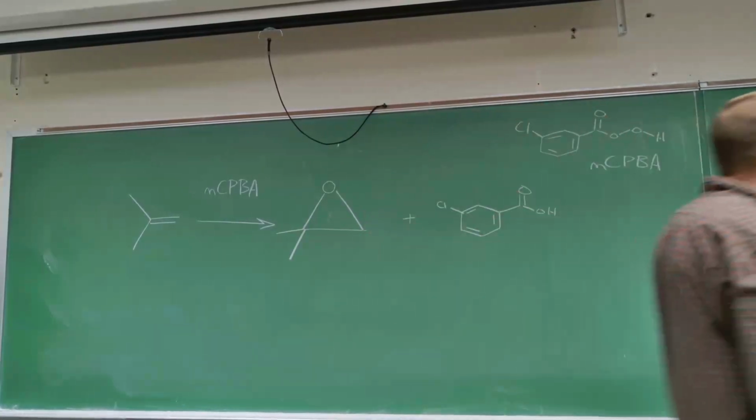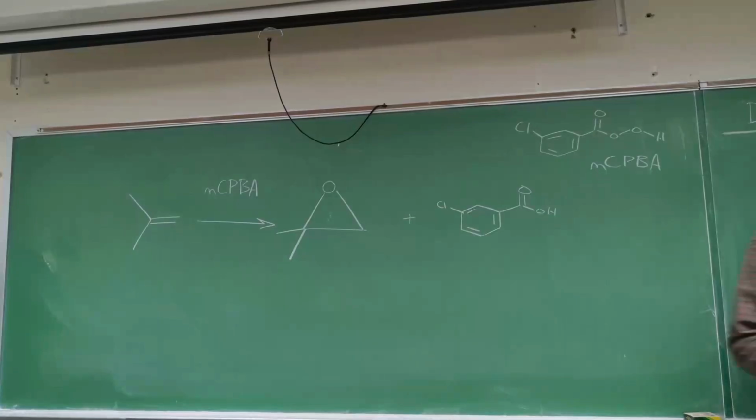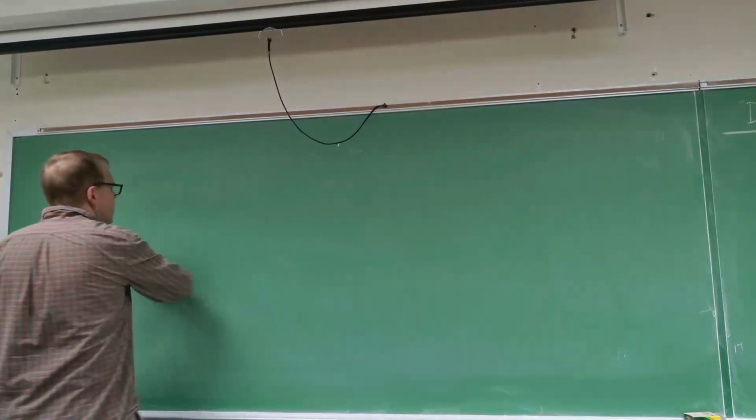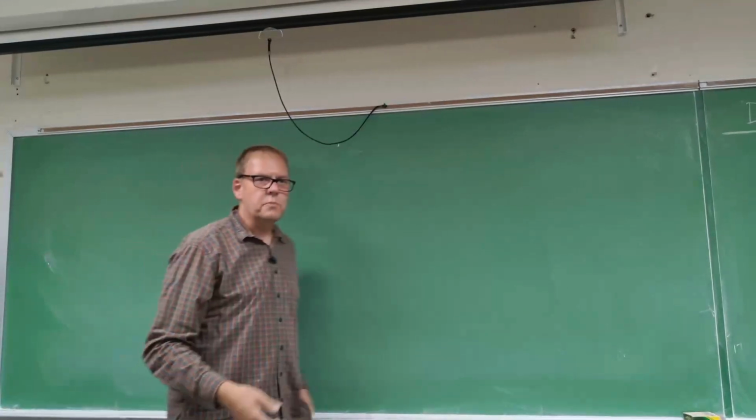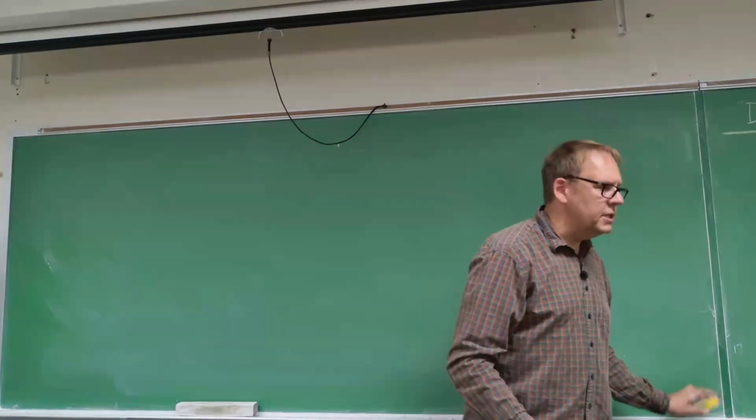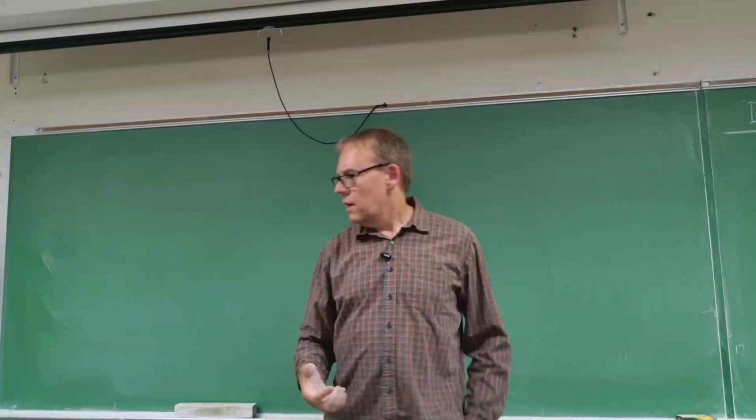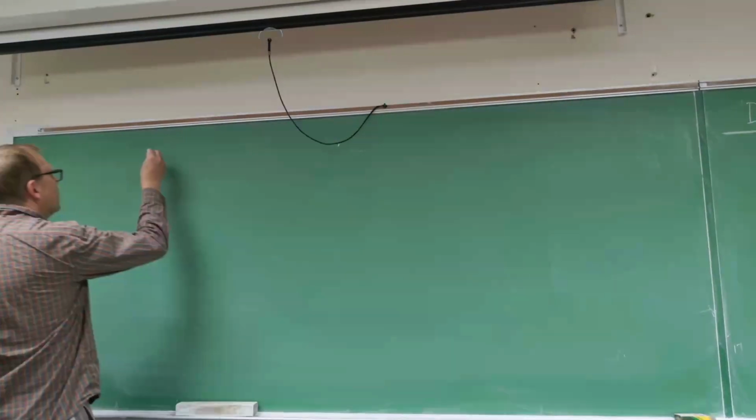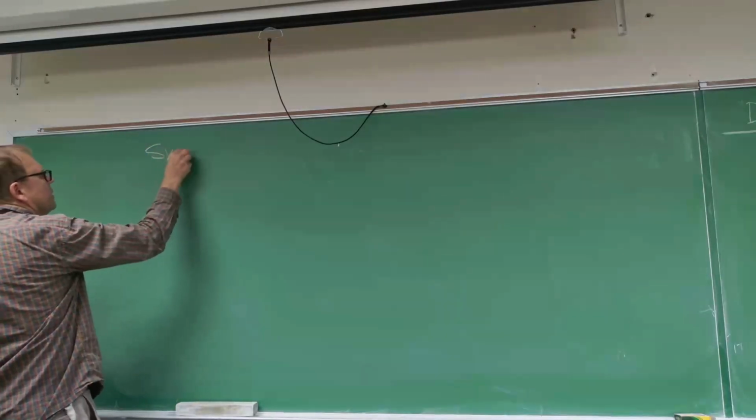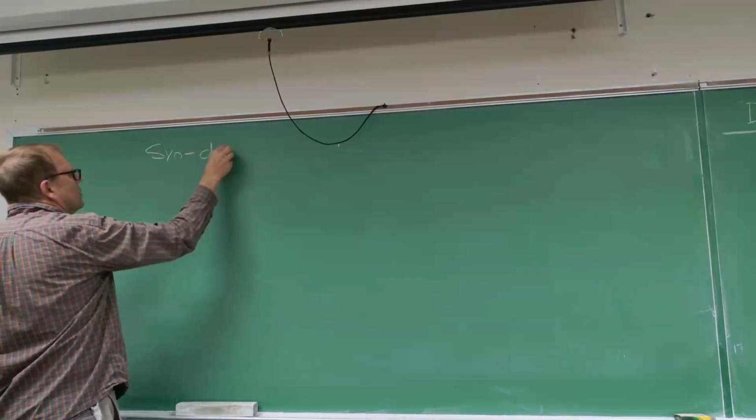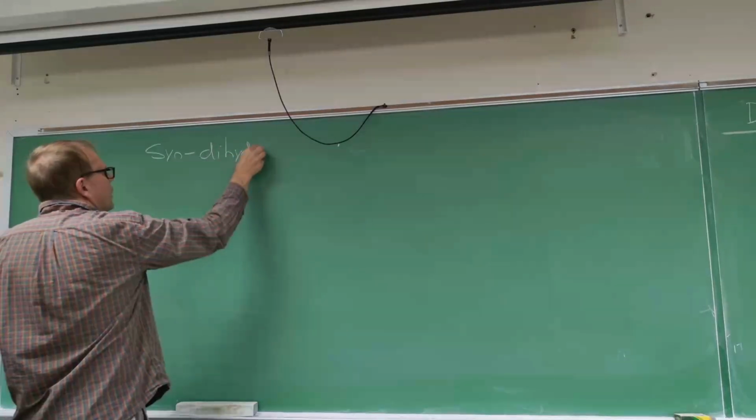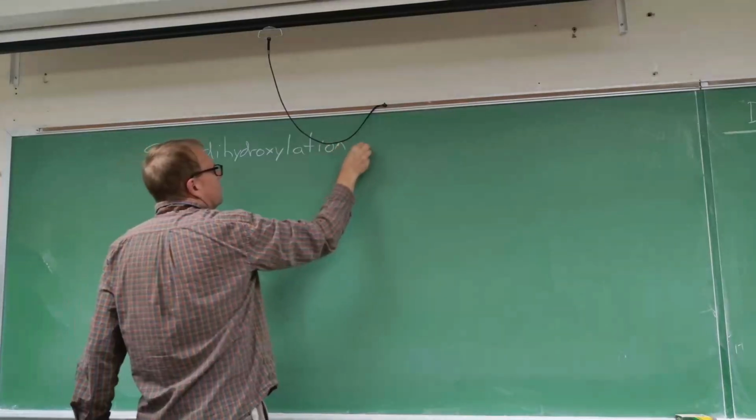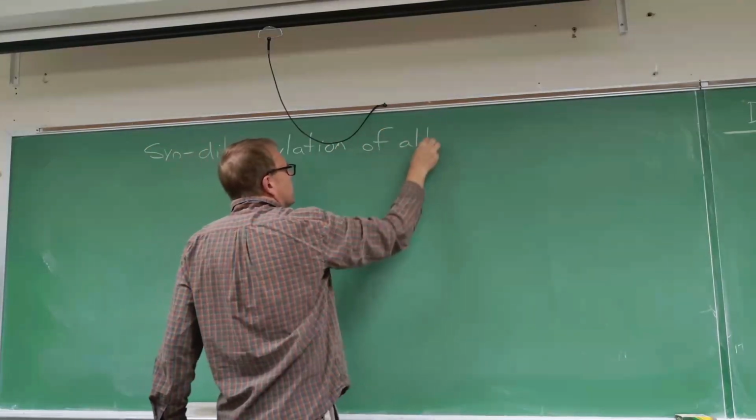All right, let's talk about syn dihydroxylation next. In addition to anti-diols, you can also make syn-diols, but the reagent that you use is going to be different. So these are going to be some new reagents that we're going to talk about, and there are two that are very similar. They do very similar jobs. So this is going to be about syn dihydroxylation of alkenes.